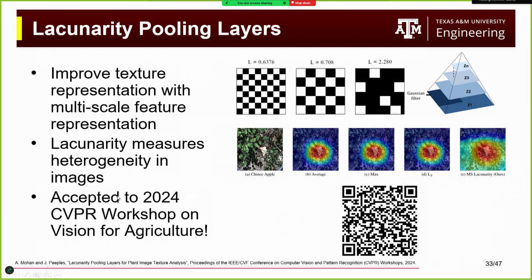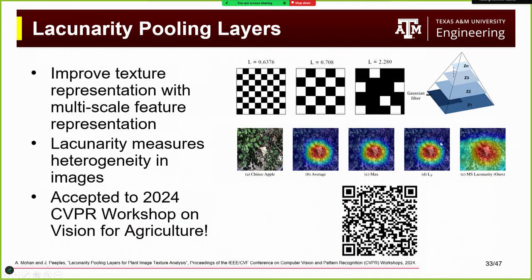And so this work was presented during the summer at CVPR, Computer Vision and Pattern Recognition. So it's a top vision conference in my area. And they had a workshop dedicated to agriculture. And so she was able to present her work there. And also our code is available for those who are interested. Okay. And also this image is the same here, just showing that our approach is able to capture a bit more information as opposed to the other pooling approaches that we compared with.